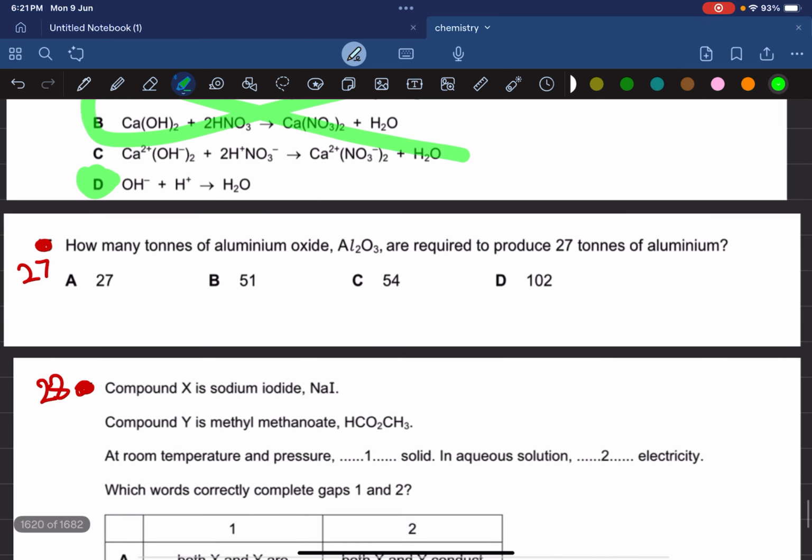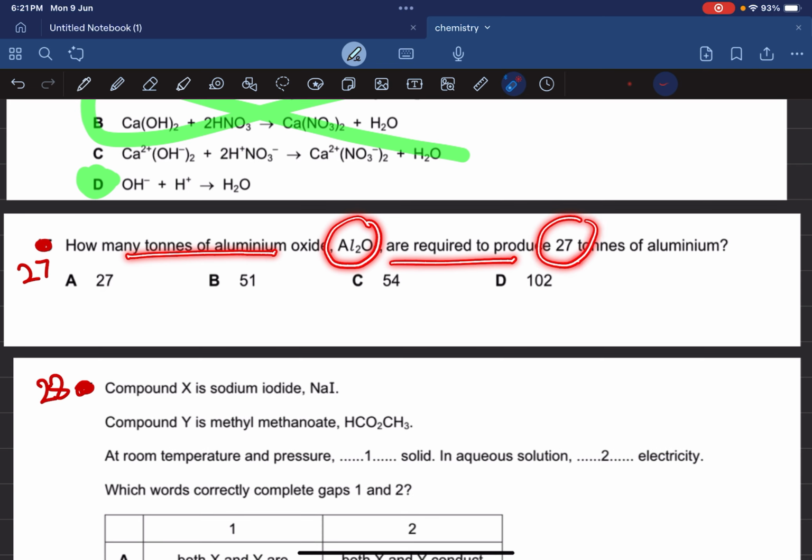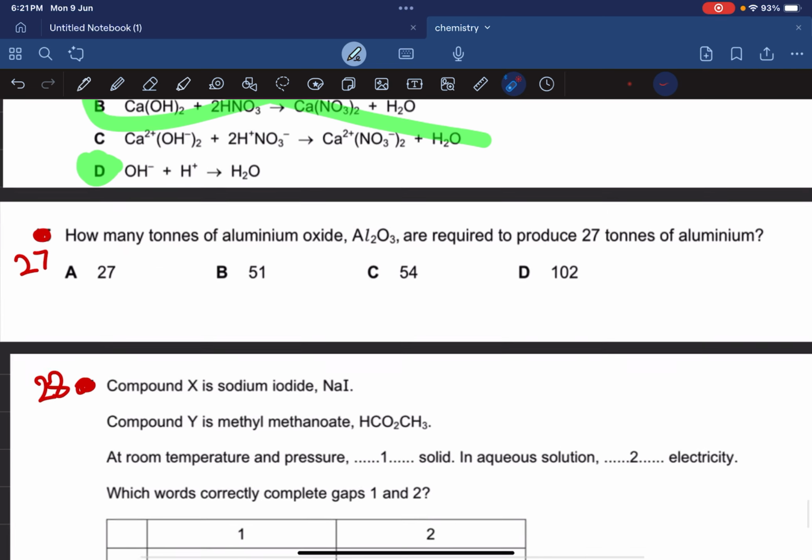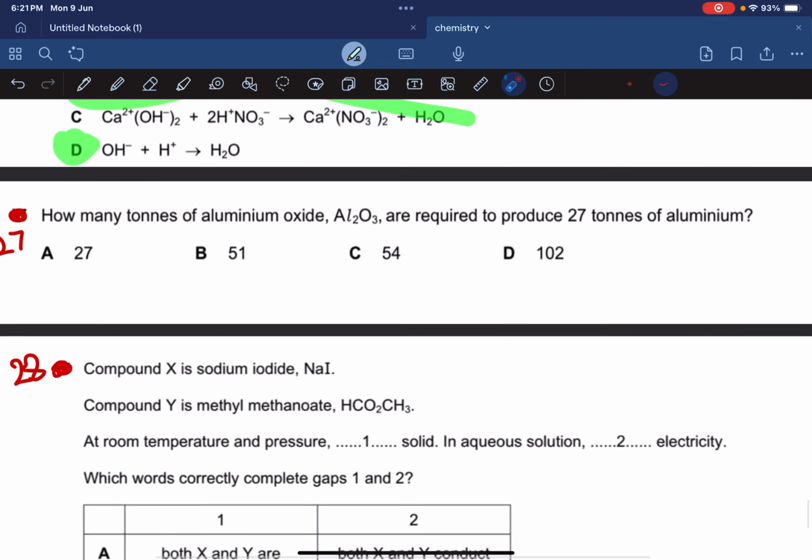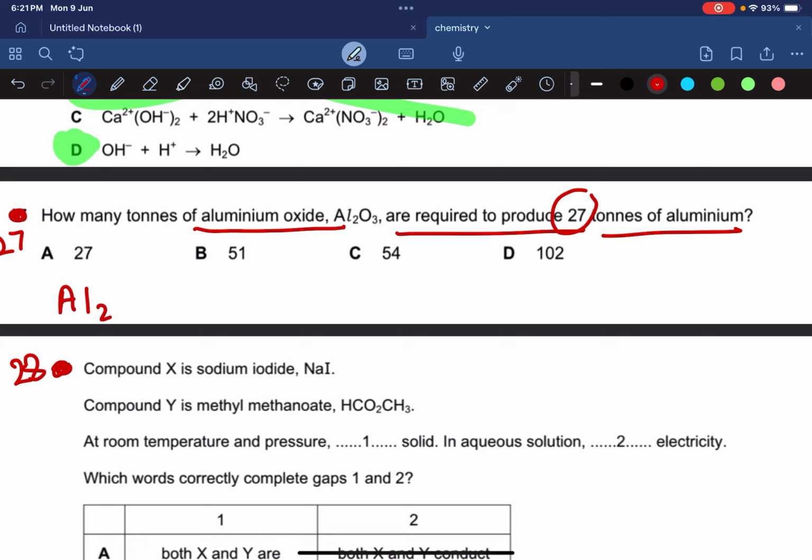Question number 27. How many tons of aluminum oxide, Al2O3, are required to produce 27 tons of aluminum? A very beautiful question again. Many people will not write the equation and will spoil their paper. You have to write the equations of everything. You have aluminum oxide, Al2O3. Without the equation you cannot do it, and you have to produce aluminum plus O2.